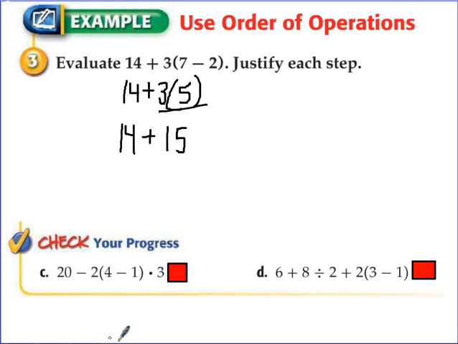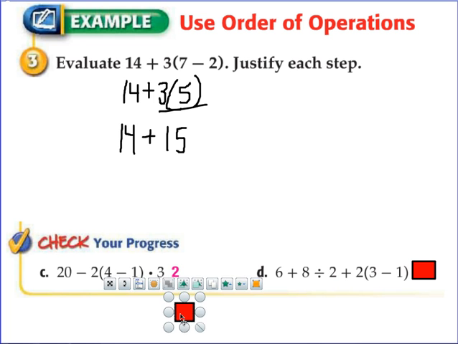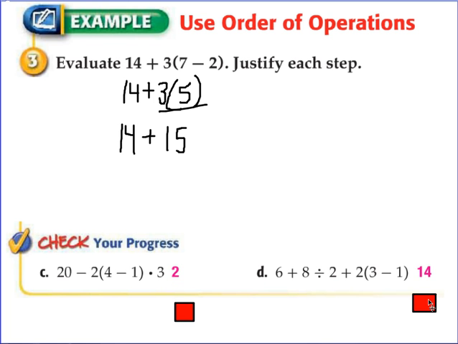Okay, you try the 2 at the bottom, and I'll reveal the answers here in just a second. 2 and 14. When you come in tomorrow, we're going to be working on these, so be prepared.